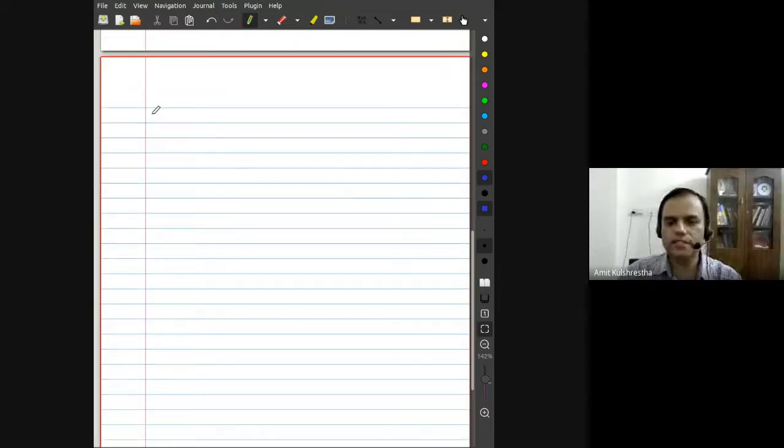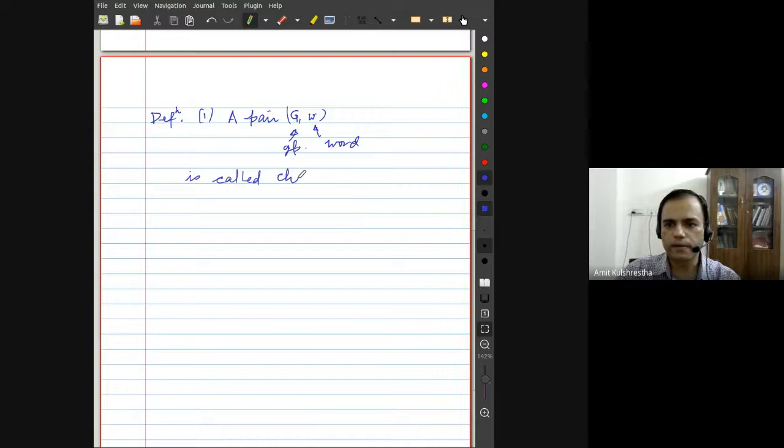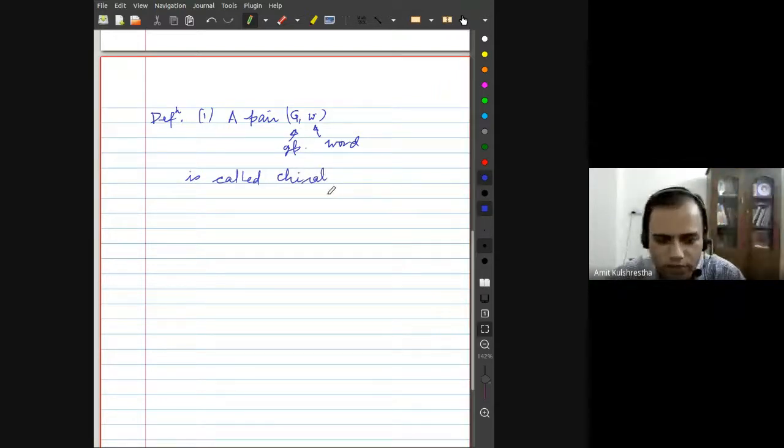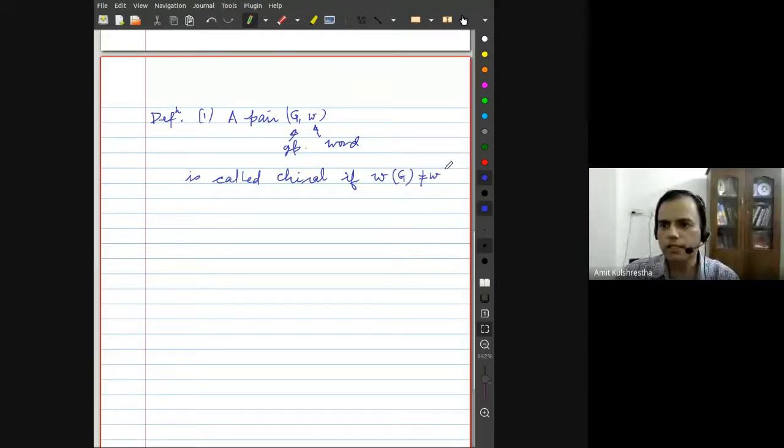So that enables me to define the chirality. So the definition, I'll define it through a pair. So a pair, group and word, is called chiral. And you know what, right? You have already guessed the definition. If the image is not closed under inversion.